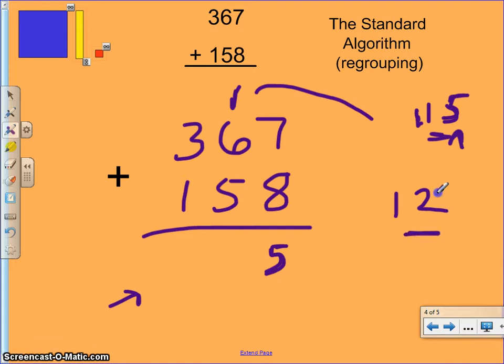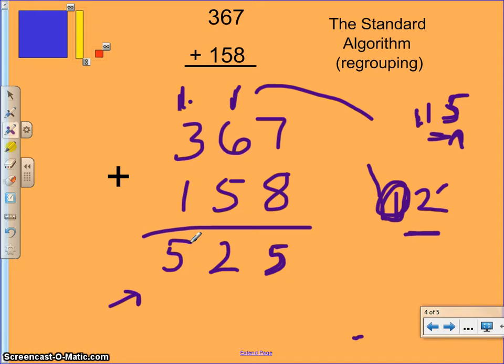So I take my 2 and I stick it down here in my answer, and I take the 1 that represents 10 tens, and remember I can regroup 10 tens for 100, so I stick that 1 into my hundreds place and I regroup for 100. So now I have 100 plus 300 plus 100, and it'll give me 500. 525.